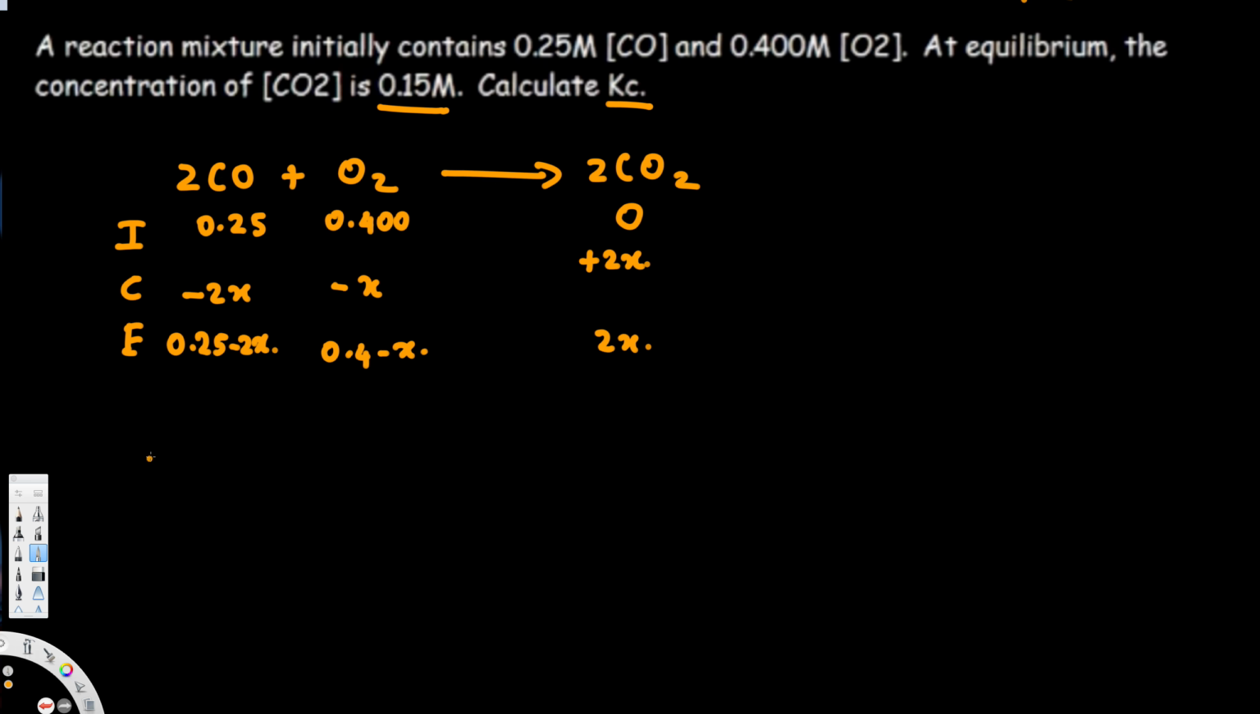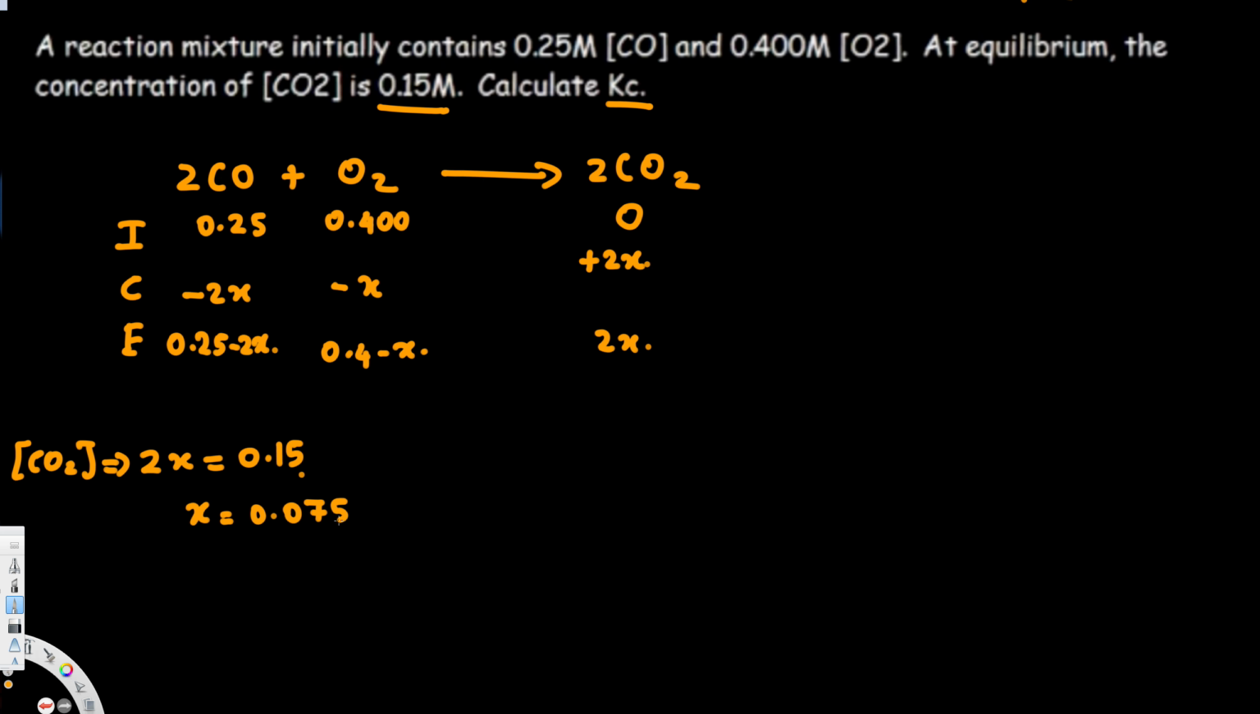So here, the equilibrium concentration for CO2 is given, that is 0.15. So we know that 2x is 0.15. CO2 concentration, 2x is equal to 0.15, therefore x is going to be equivalent to 0.075. Now we can use this information to find out the oxygen concentration and the CO equilibrium concentration.